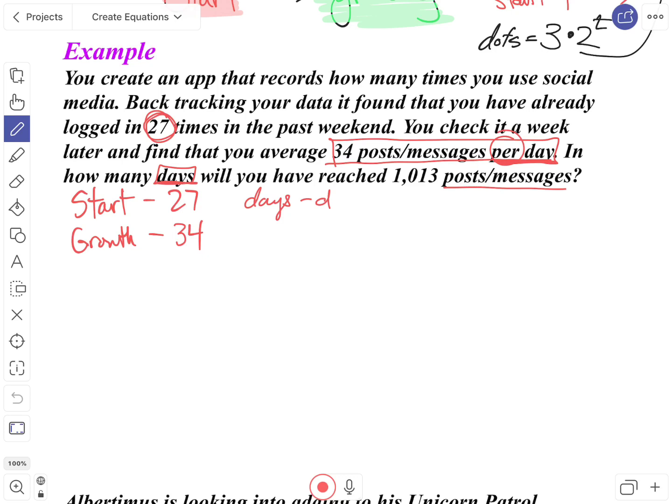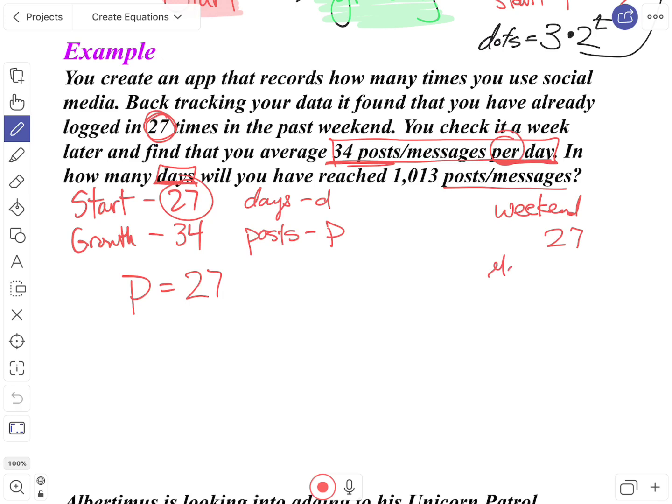And the result is how many posts or messages, right? We'll say P maybe for posts. Okay. So we want to know posts, and that is equal to, and we started with 27. So here's where we're making the equation, okay? So we start with 27, and this is kind of the way to think about it. So we had the weekend, started with 27, okay? Then it says we're averaging 34 posts per day.